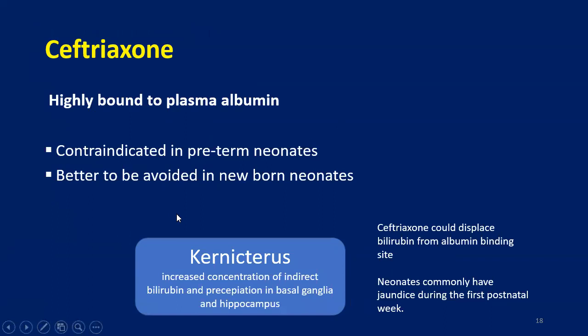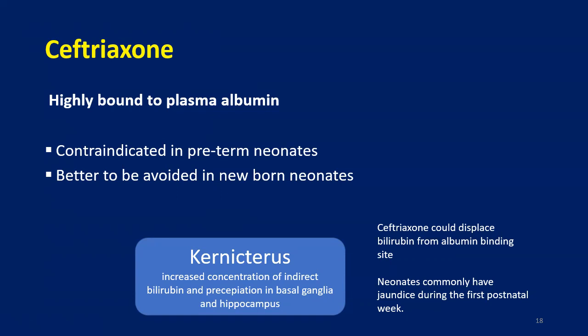Now, ceftriaxone has the ability to bind well with albumin. It's contraindicated in preterm neonates, and better to be avoided in newborn neonates. That's because they might develop kernicterus, which is the precipitation of the bilirubin in the basal ganglia of the neonate, and it might lead to some irreversible brain damage.